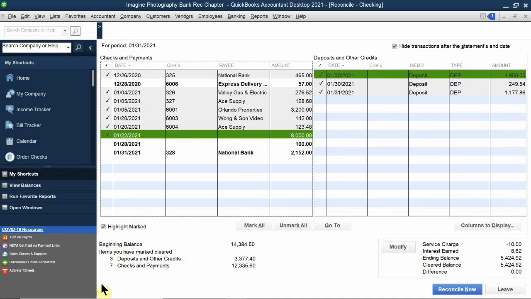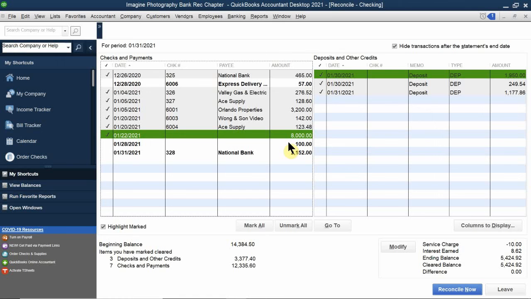So that means the next time I do a bank reconciliation, I'm going to have check number 6006, check number 328, and this $100 transfer from my checking account to my savings account. Those are the next couple of transactions that will be held over for the next reconciliation window.